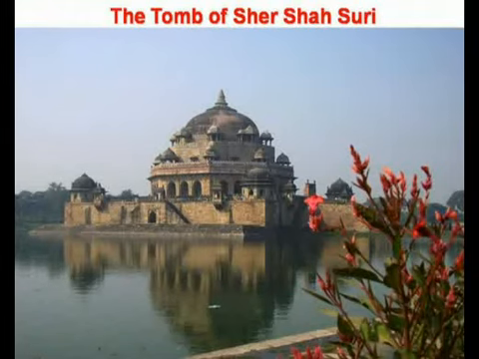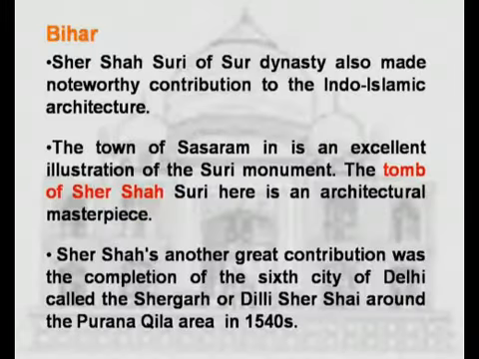Sher Shah's another great contribution was the completion of the 6th city of Delhi, called the Shergarh or Delhi Sher Shah, around the Purana Killa area in the 1540s. The Purana Killa has 3 main gates: the Humayun Darwaza, Talaki Darwaza and Bada Darwaza.